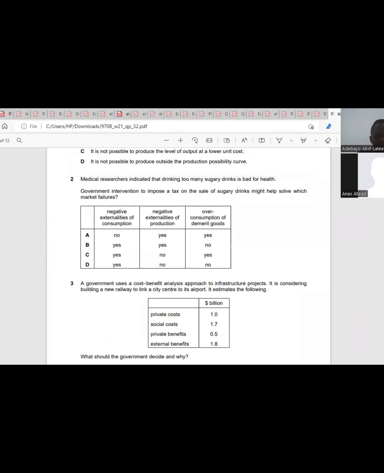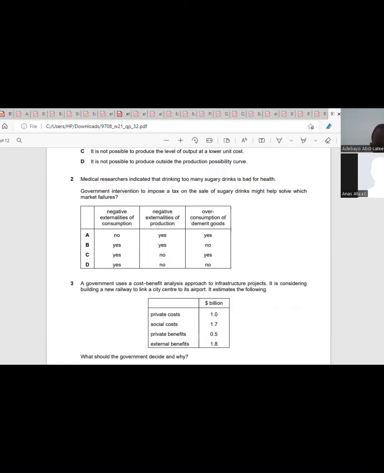Medical researchers indicate that drinking too many sugary drinks is bad for health. Government intervention to impose a tax on the sale of sugary drinks might help solve which market failure? Negative externalities of consumption. So A is not going to be an option because consumption of sugary drinks is a negative externality. Do you understand? So let's focus on B, C, D.